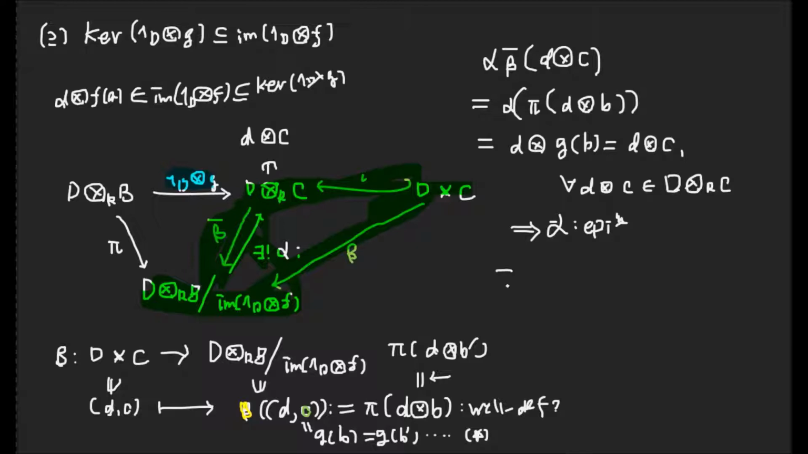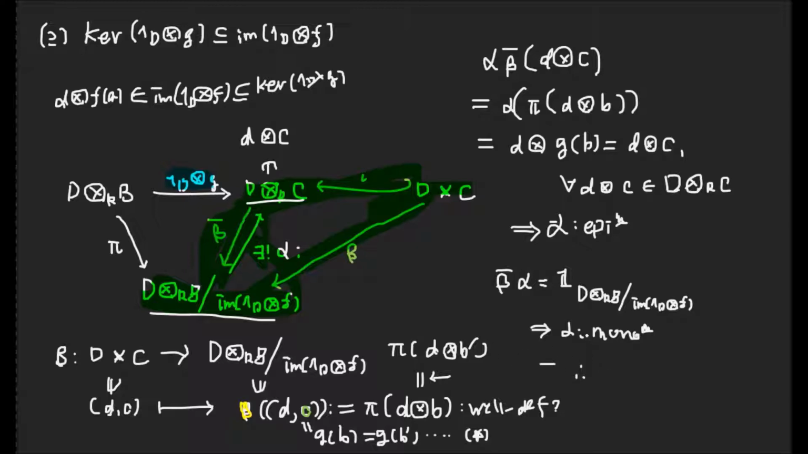And similarly, we can check beta alpha is identity here. So this means alpha is monomorphism. So because alpha is a unique homomorphism, and we can prove alpha is epi and monomorphism, this is an isomorphism relation, and by the previous lemma I continuously referred to, anyway, by the lemma the image identity is equal to the corner identity G.